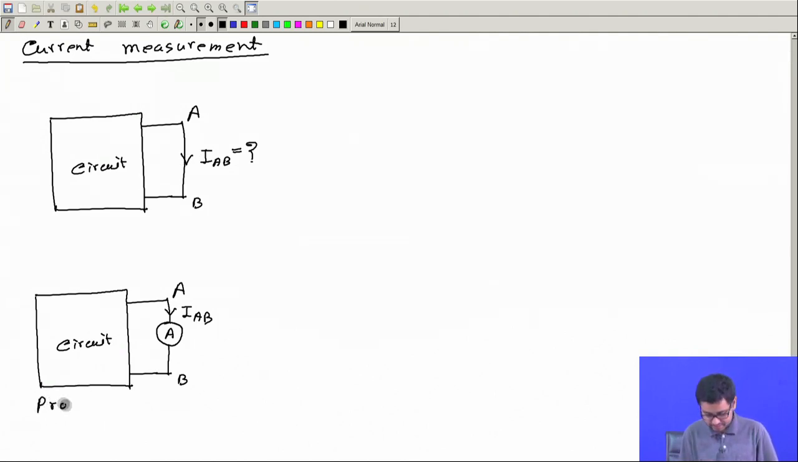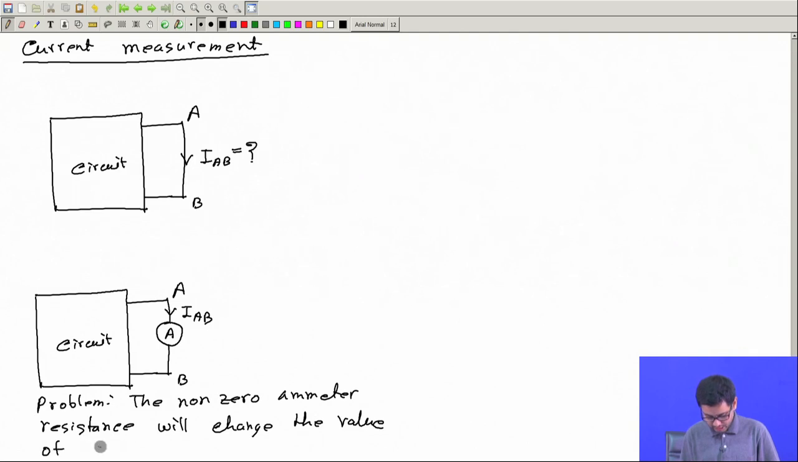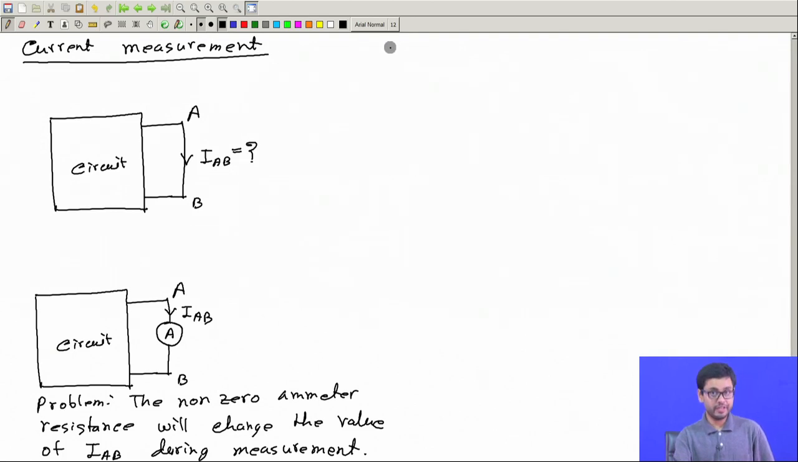So the problem is the non-zero meter resistance, ammeter resistance, will change the value of IAB during measurement. So if I want to measure it, I insert the ammeter, but then the current changes. So how can we get rid of this problem?